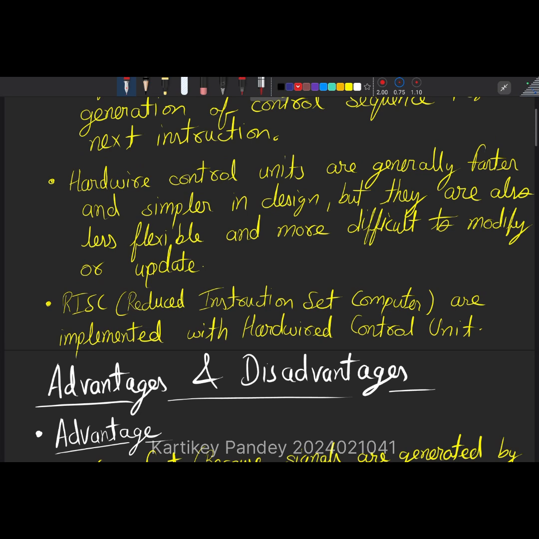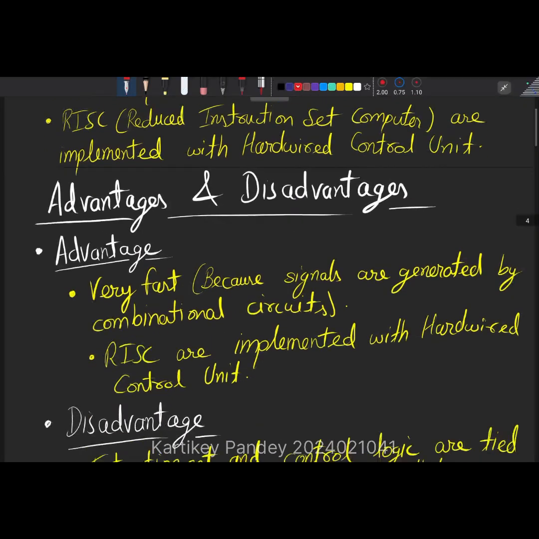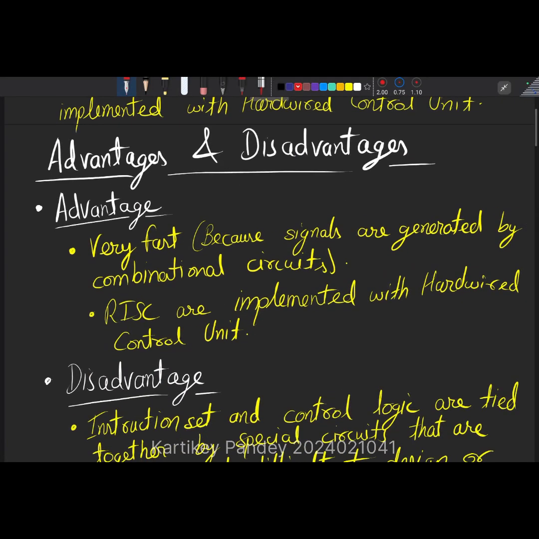RISC, that is reduced instruction set computer, are implemented with hardwired control unit. So it is an example which is implemented with hardwired control unit. Now let's discuss some advantages and disadvantages of hardwired control unit. Let's first discuss some advantages. One of the major advantages of hardwired control unit is it is very fast.